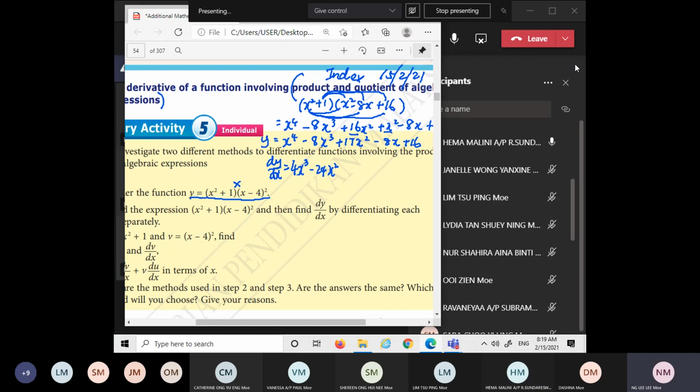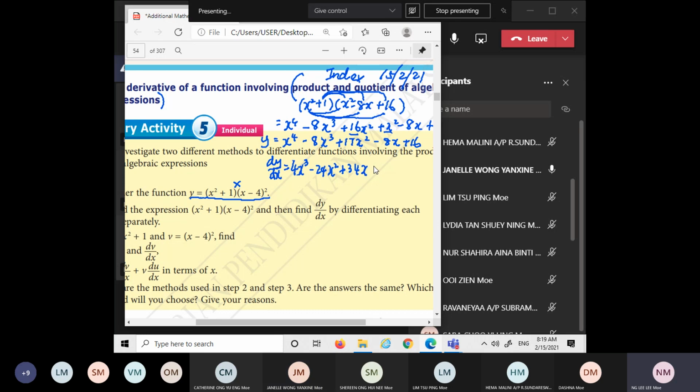Can you help me to differentiate the third terms? 17x squared. Can you differentiate it? 34x. Okay, 34x. Very good. Okay, plus 34x. Next was Janelle. Yes, teacher. Can you differentiate negative 8x? Will become negative 8. Okay, negative 8.